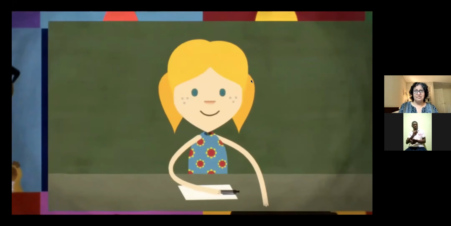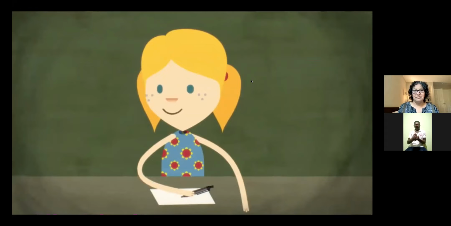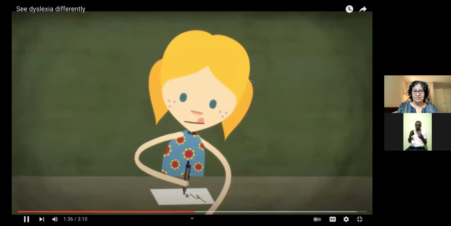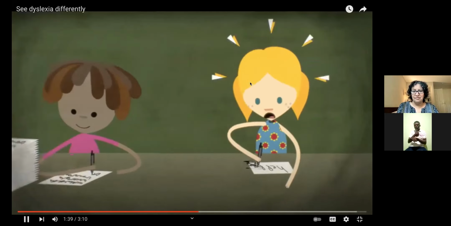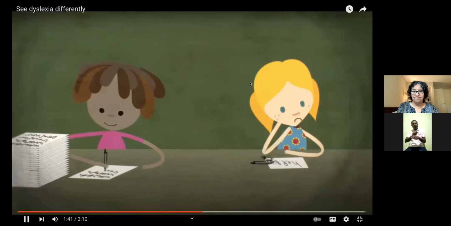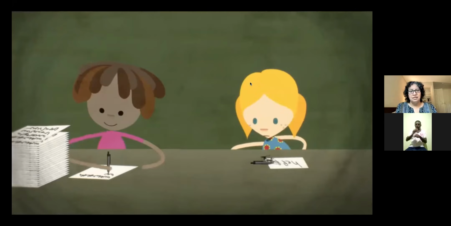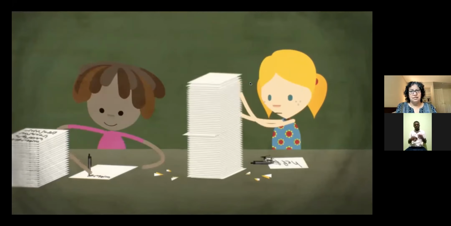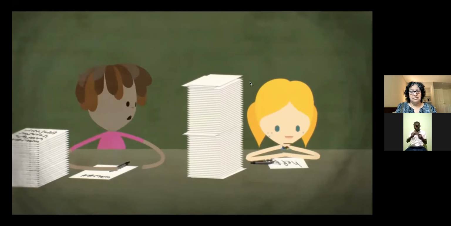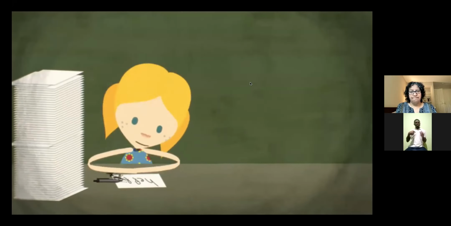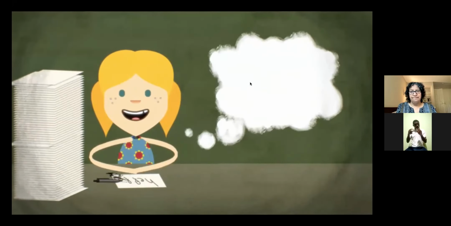It can affect how people feel about themselves. When they struggle with a task that other people find easy, they may feel frustrated, angry, or sad. Some dyslexic people try to hide their difficulties because they are worried about what others will think of them. However, thinking differently can be a really good thing.